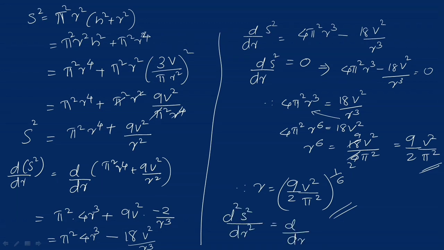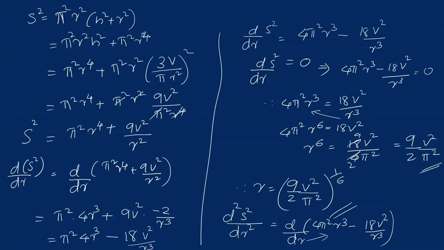Now moving into the second derivative, that is d²S²/dr², that is d/dr of d/dr of S², that is d/dr of 4π²r³ − 18V²/r³. So we have d/dr of 4π²r³, that is 4π² into 3r², minus 18V² into d/dr of r⁻³, that is −3r⁻⁴. So we have 4 into 3, that is 12π²r², plus 54V²/r⁴, since 18 into 3 is 54 and the minus makes it plus.